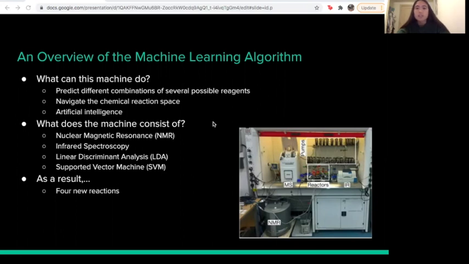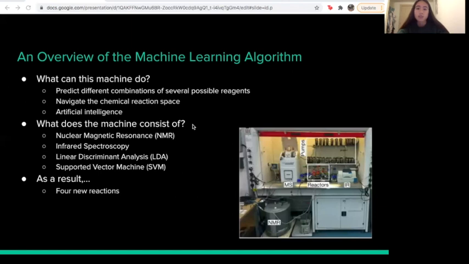To analyze the reaction, the machine consists of an NMR, which is an analytical chemistry technique that demonstrates the content, purity of the sample, and its molecular structure. Infrared spectroscopy is analysis of infrared light interacting with a molecule and is used to identify functional groups in molecules.